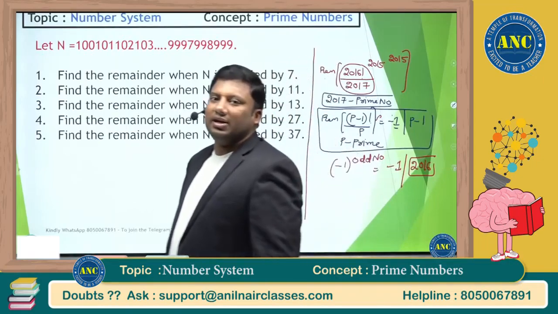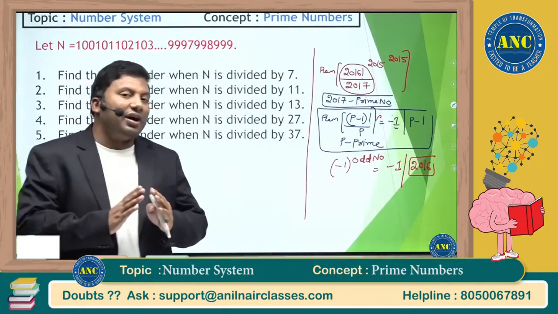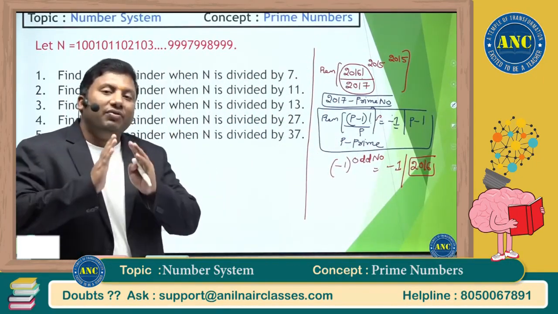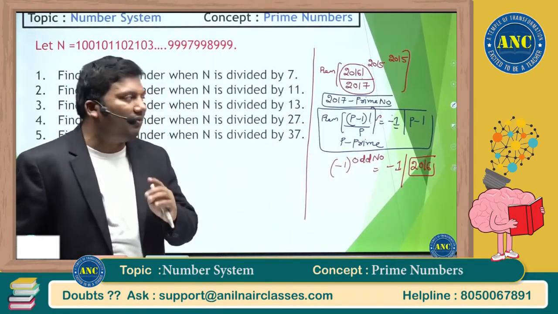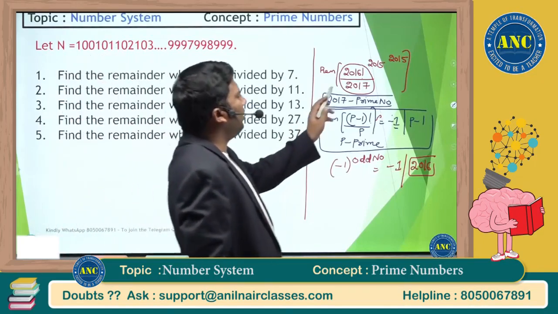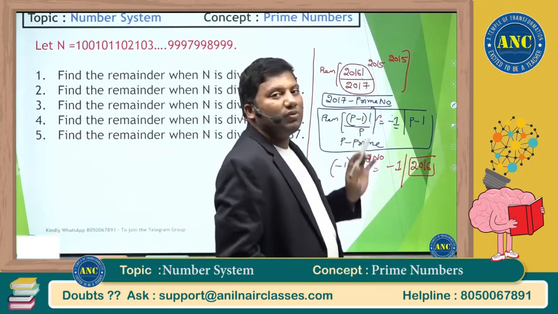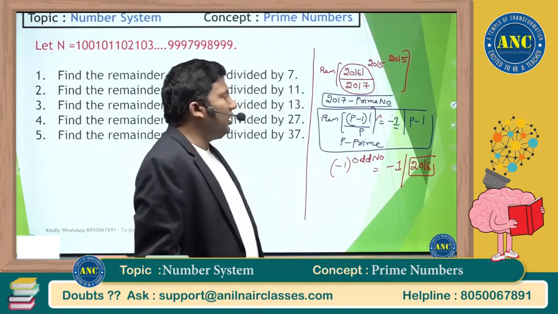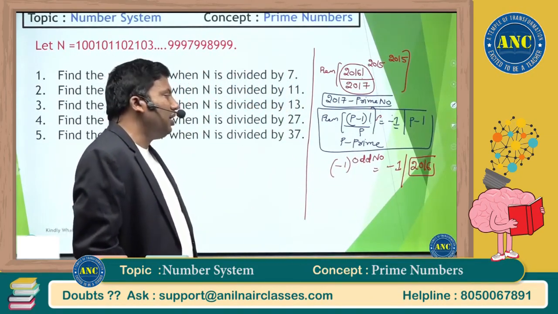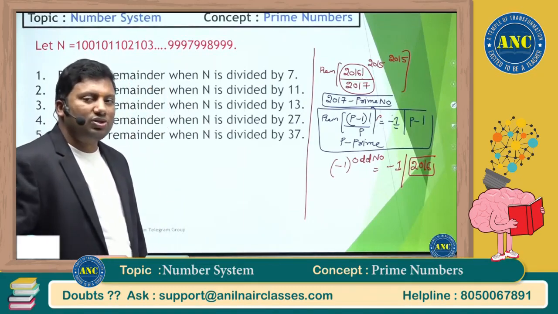I hope the idea is clear. (P minus 1) factorial divided by p, the negative remainder will be minus 1, positive remainder will be p minus 1. Negative remainder is minus 1. Minus 1 power odd number will be minus 1. Negative remainder minus 1. Positive remainder will be 2016.